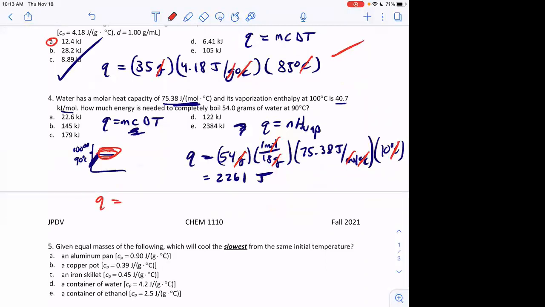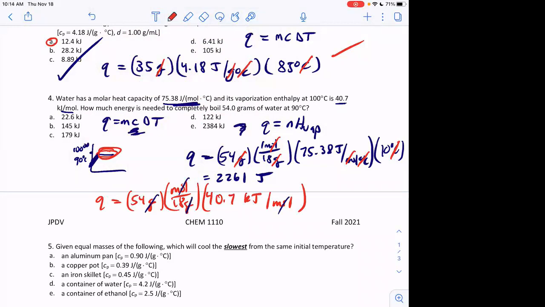Q is equal to, same thing, we still need the n. Since we didn't calculate it, we have to write it in again, 54 grams at 18 grams per mole. So that's my moles, and then my heat of vaporization is 40.7 kilojoules per mole. Unit-wise, we should be good. Grams are history, moles are history. We now have kilojoules, so remember when we're adding kilojoules and joules, we're going to have to make that adjustment. What do we get for that?